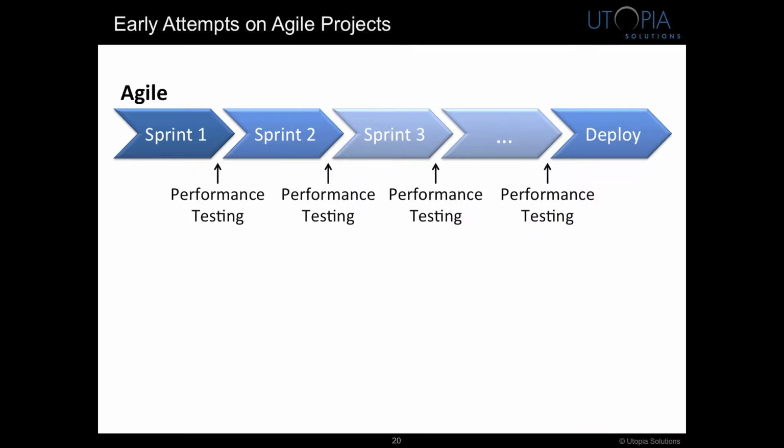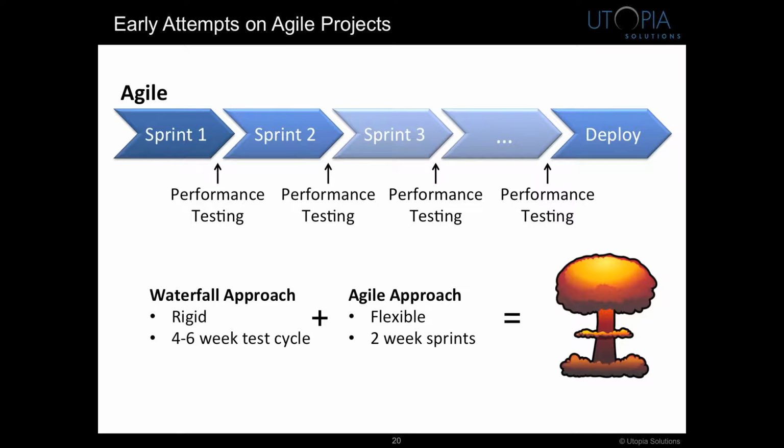So one way to try to get performance issues surfaced earlier in the development cycle is to take that same rigid performance testing approach and try to apply it to the end of each sprint or possibly every other sprint. But the problem is the strict entry criteria, typically the longer cycle, maybe 4 to 6 weeks to do a performance test, does not fit in the approach, and the results can be disastrous. So we need to find another way.